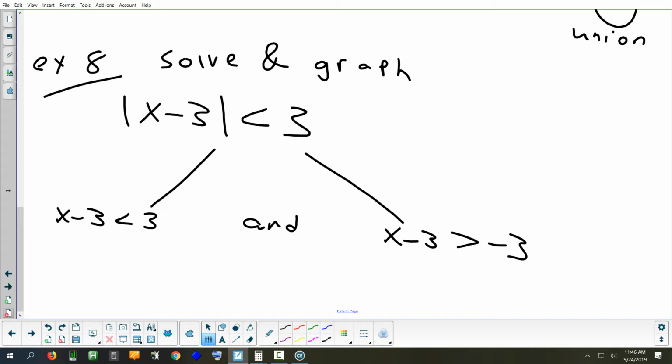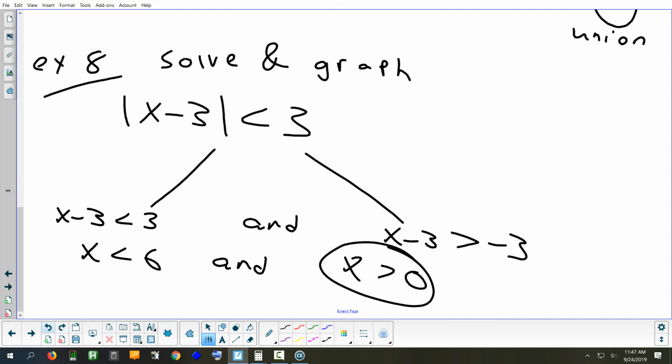So this one you do 3 things. Take out the bars, flip the sign, change that to a negative. That's where the negative comes from. You have to change the sign of this number. Now, if that number already was a negative, I would have made it a positive when I switched the sign. So now we solve it. X is less than 6, and x is greater than 0. That's it. That's how you solve an absolute value inequality.